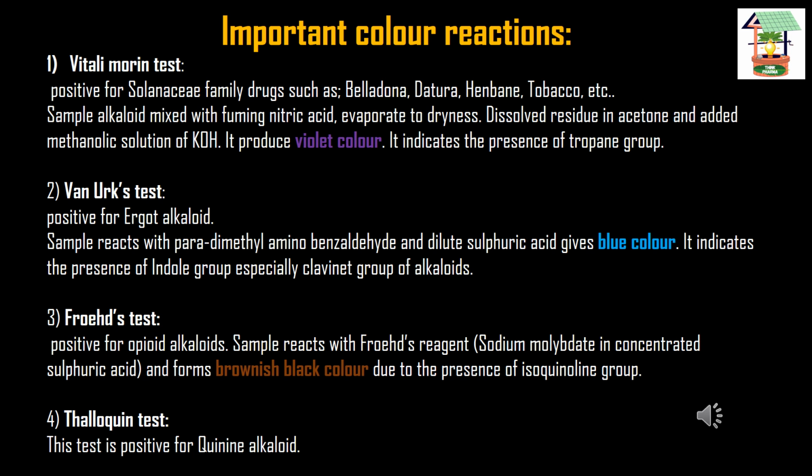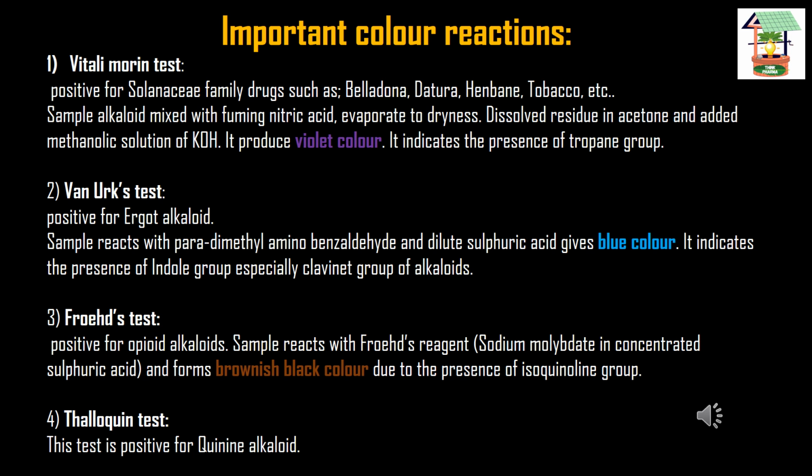And then next is Van Urk's test. This is important and it shows positive for ergot alkaloids. The sample reacts with para-dimethylaminobenzaldehyde and dilute sulfuric acid. Then it will give a blue color. So our alkaloid drug is treated with para-dimethylaminobenzaldehyde and dilute sulfuric acid, then it will give a blue color. So this indicates the indole group is present.